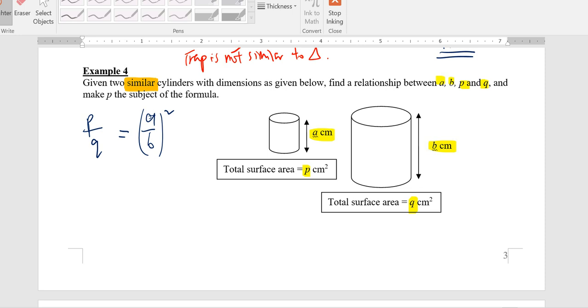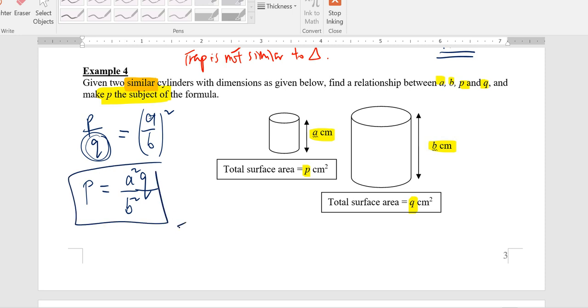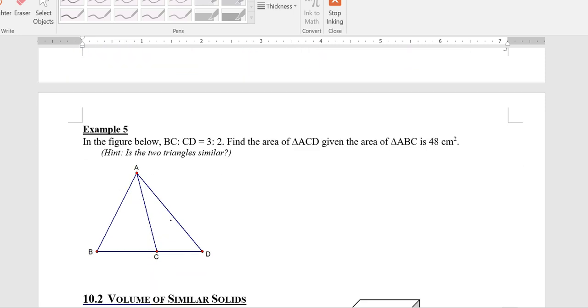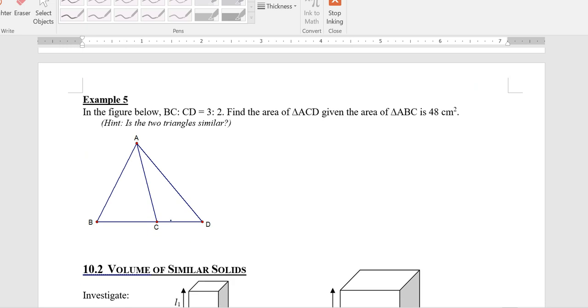The question says make P the subject. So I have to remove the Q by multiplying Q on both sides. So I can now write A squared over B squared, the expansion of the bracket with the square, multiplied by Q. So therefore, this is already making P the subject. Now let's look at the last question for applying our area ratio.